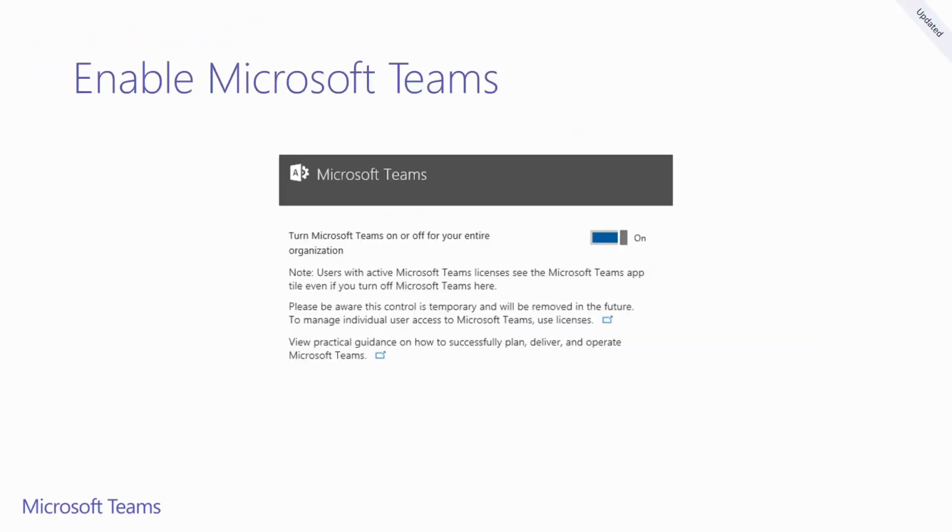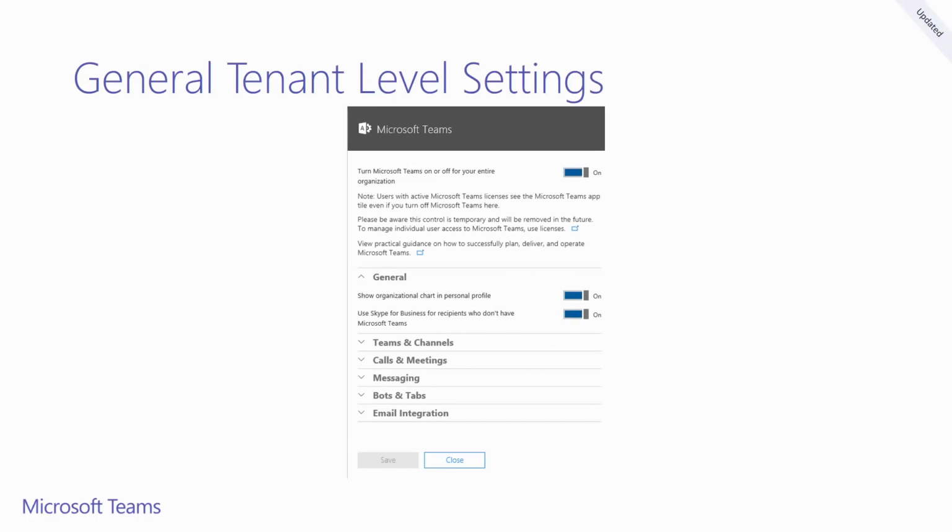This global switch to turn off Microsoft Teams is temporary and will be removed in the future. To manage individual user access to Microsoft Teams, use licenses. You can also directly access our practical guidance for Microsoft Teams from here. Once the toggle switch is on, the rest of the toggle switches will appear.